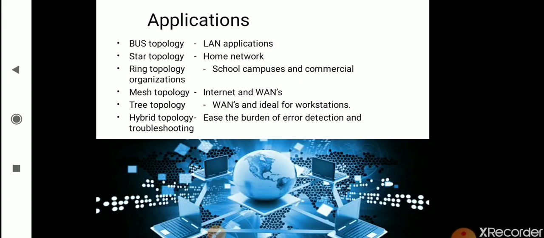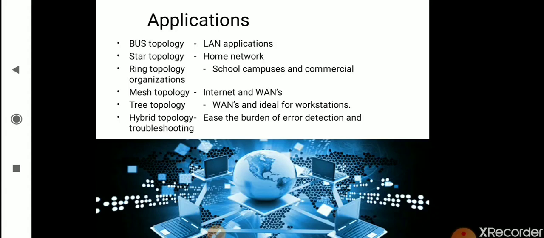But we can do expansion by joining two bus cables together, but this topology works best with a limited number of devices. Next is the star topology. Star topologies are most common in home networks where the central connection point may be a router, switch or network hub. Now coming on to the next one, ring topology.